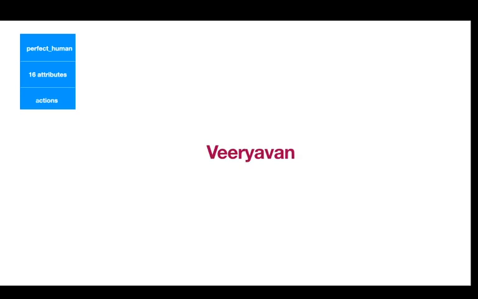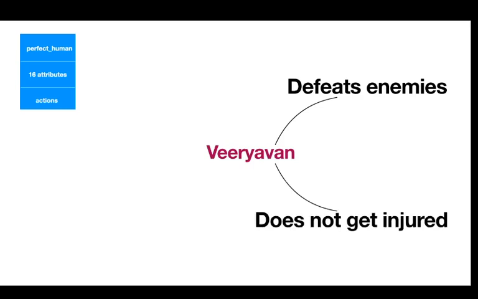The second attribute is Viryavan, generally translated as man who has courage, courageous fellow. So the standard definition is a person who defeats enemies, who is known for his bravery in the war field, that is Viryavan. But there is one more hidden and very subtle but important meaning for this word. That is, yes, he should defeat the enemies in war, but he should not get injured. So he should cause injuries to others, defeat them, but he should not get injured.